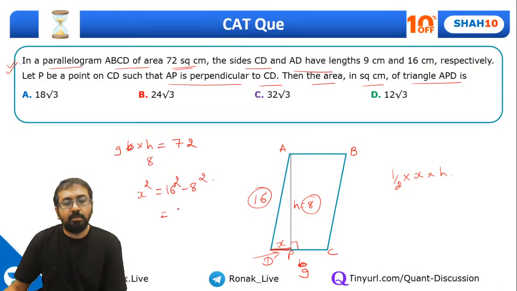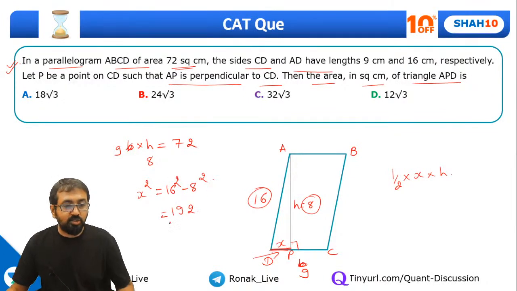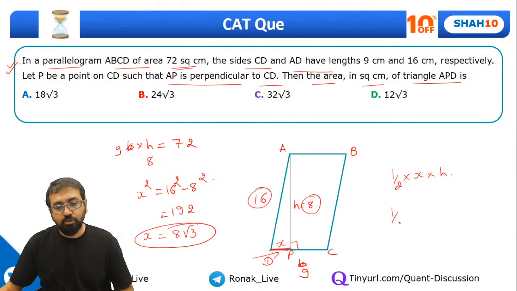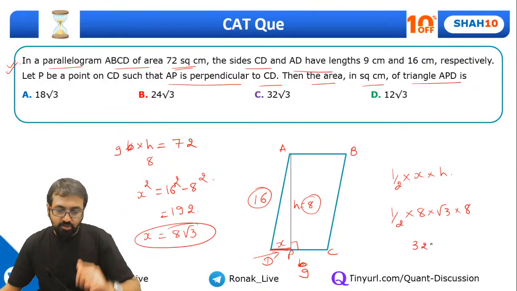So this will come out to be 192, right? 256 minus 64. So it is going to be 192. So what is the square root of 192? 64 3s are 192, so it will be 8 root 3. So x is going to be 8 root 3. So the answer will be 1/2 into 8 root 3 into 8. So this will be 32.